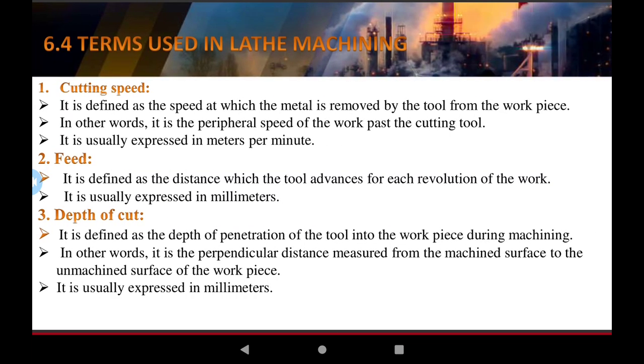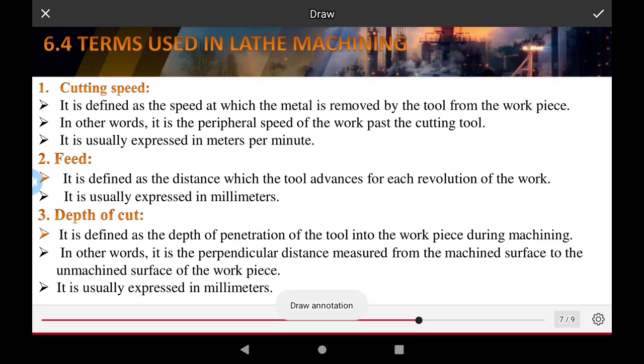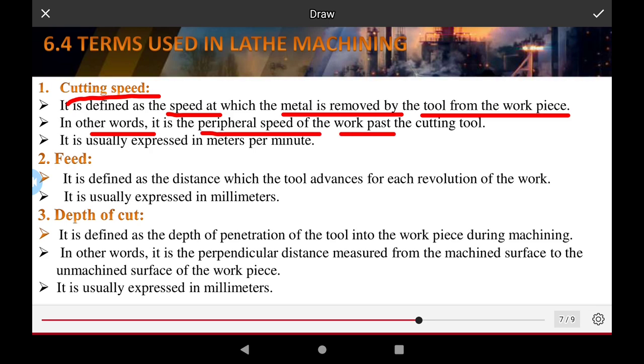Terms used in the lathe machine. Cutting speed. It is defined as the speed at which material is removed by the tool from the workpiece. In other words, it is the relative speed of the cutting tool with respect to the workpiece, usually expressed in meters per minute.